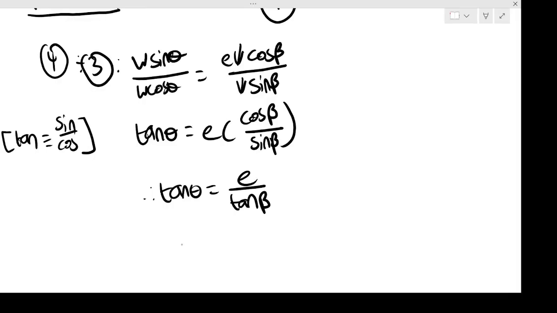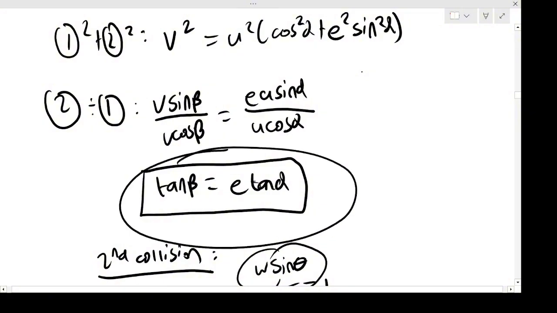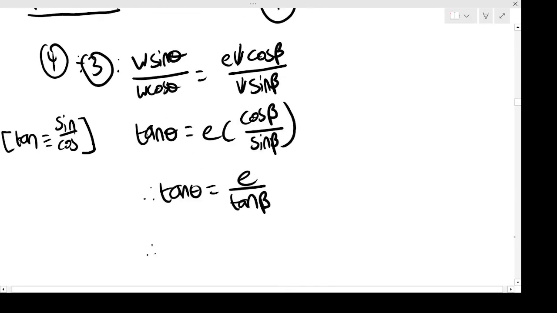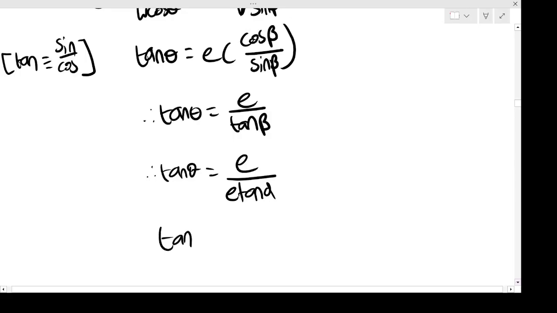Now, it's not terribly clear how I can simplify this any further, but think back to what we did previously. From the first collision, we deduced that tan beta is E tan alpha. So let's substitute that in. Therefore tan theta is going to be E over E tan alpha. So therefore tan theta is just 1 over tan alpha. And there we are.